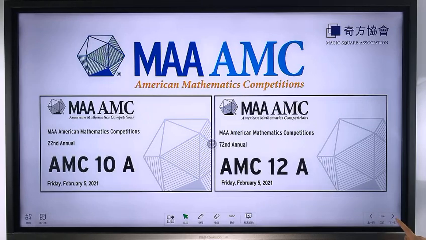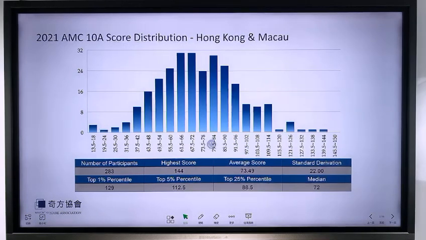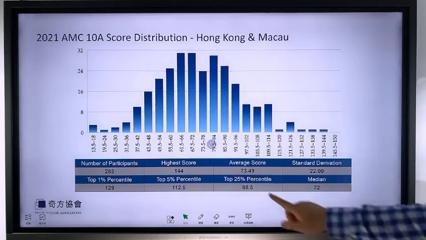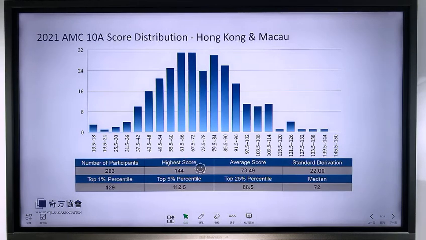All right. Then let's go to the next page, which shows the score distribution of AMC 10A. And that's the online participation part. Unfortunately, we don't have a full mark in the Hong Kong and Macau region. The highest score is 144, which means the top performer got one question wrong, and the average score and the median are quite close to half of the total score, 75. Also shown are the 1%, 5%, and 25% percentiles. Okay, so that's AMC 10A.